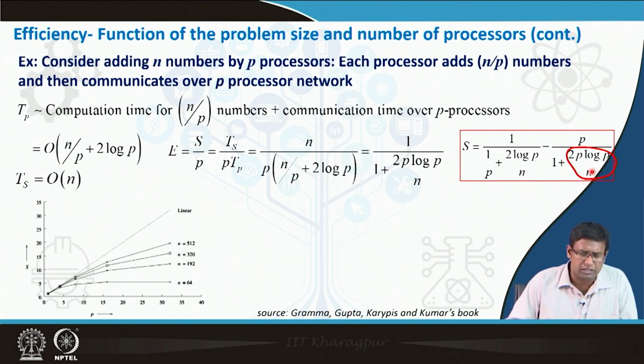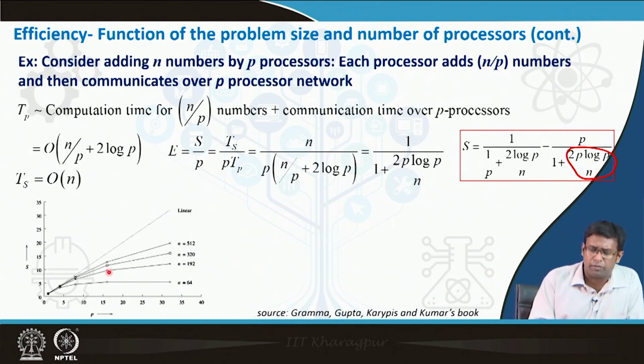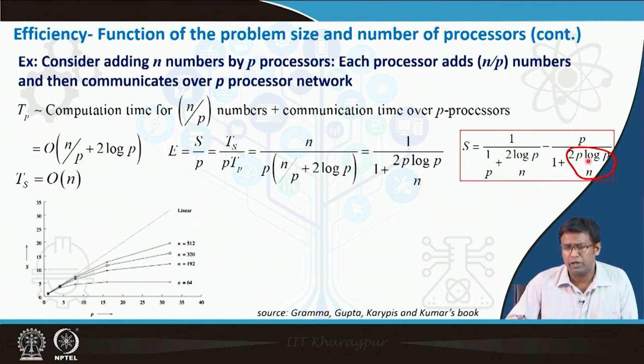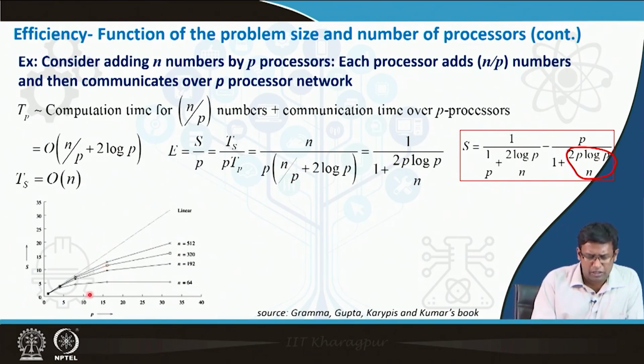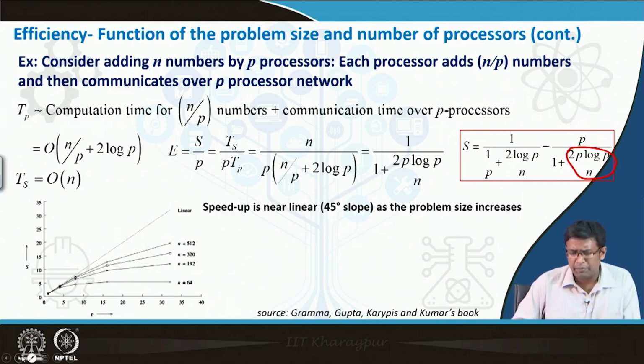The effect of overhead on scalability, speed up, or calculation of efficiency of the system is reducing as the problem size increases. Overhead is p log p, which only increases with the number of processors, but as the problem size increases, its effect in calculating efficiency and speed up is reducing because n is increasing. So with increase in n, we get better speed up. The same thing happens for efficiency, therefore we can say that speed up is near linear as the problem size increases.